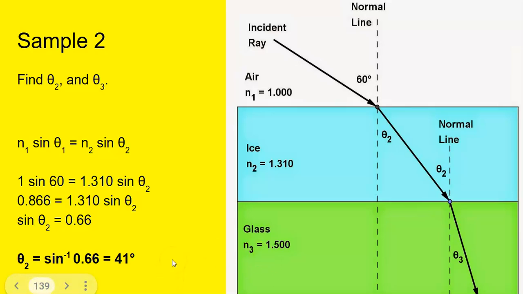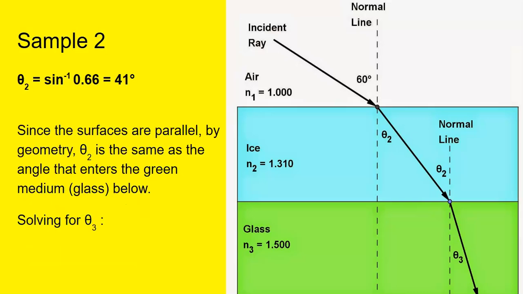Which some people call arc sine or sine minus 1 of 0.66, and that gives you 41 degrees. The way you do that on the calculator is you hit second sine. Second is what looks like an orange key to my semi-colorblind eyes. Second sine, if you look above sine, it'll give you sine minus 1. So second sine of 0.66 equals 41 degrees.